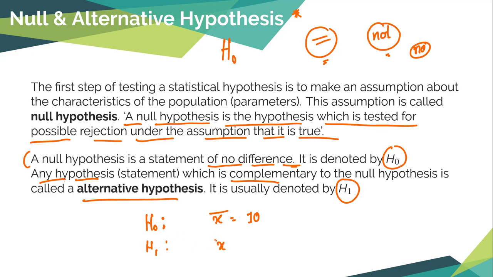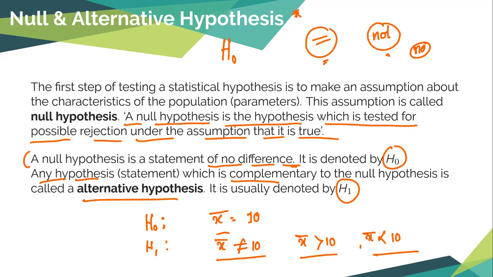So what is H1? H1 may be anything. x bar is not equal to 10 is a complementary statement. Someone can say no, x bar is greater than 10. That is also a complementary statement. And someone may say x bar is less than 10. That is also a complementary statement. All these three are alternative hypotheses, and it is up to the researcher or the person conducting the study to choose between any one of these alternative hypotheses.